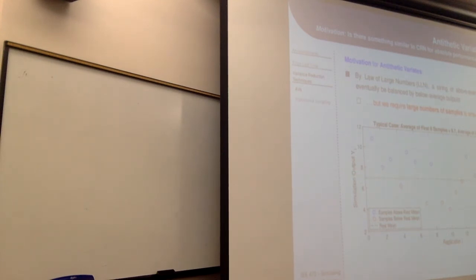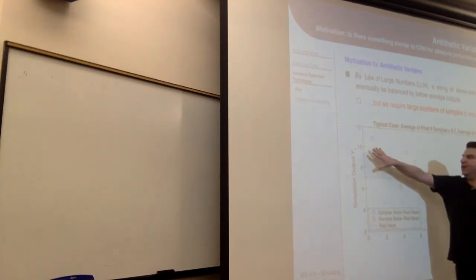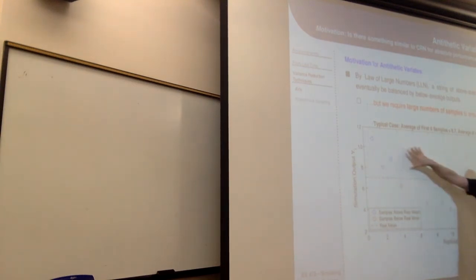So I see that sometimes my replications are above the true mean and sometimes they're below the true mean. Now by the law of large numbers, that says that if I take a lot of replications and then average them all out, the average should be close to the true mean. Which also means that if I get a long string of replications that are above the mean, they've eventually got to get balanced out. And so then you've got to go below the mean.